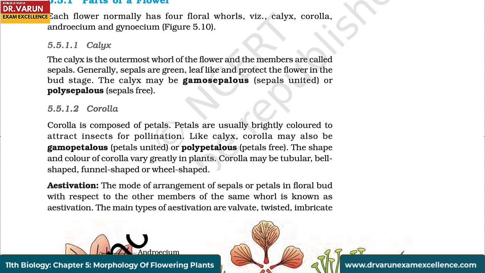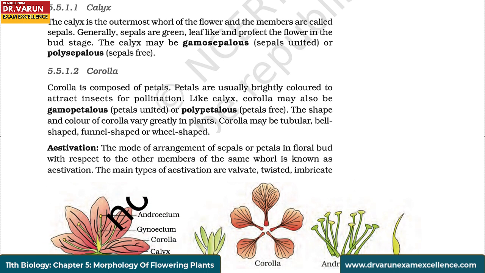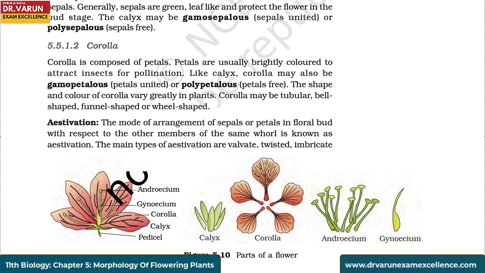Corolla. Corolla is composed of petals. Petals are usually bright colored to attract insects for pollination. Like calyx, corolla may also be gamopetalous, petals are united, or polypetalous, petals are free. The shape and color of corolla vary greatly in plants. Corolla may be tubular, bell-shaped, funnel-shaped, or wheel-shaped.